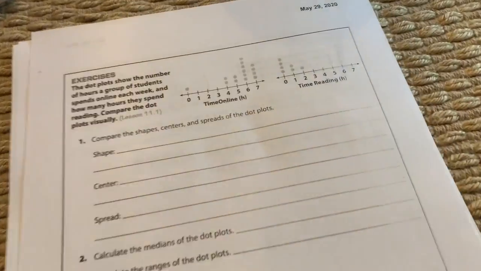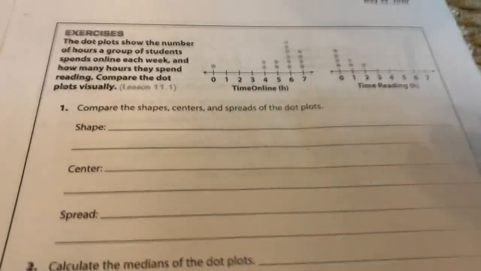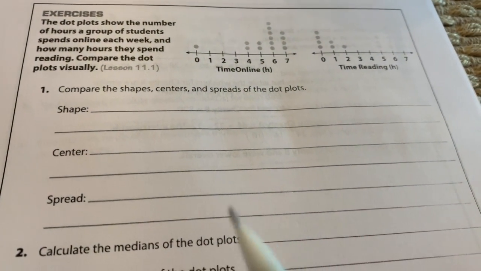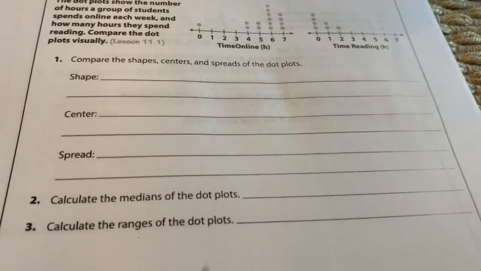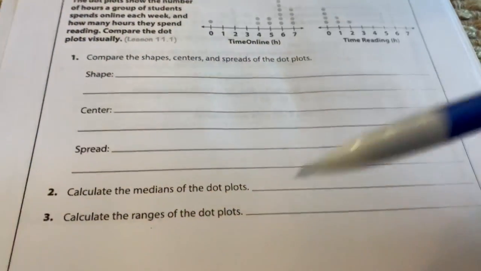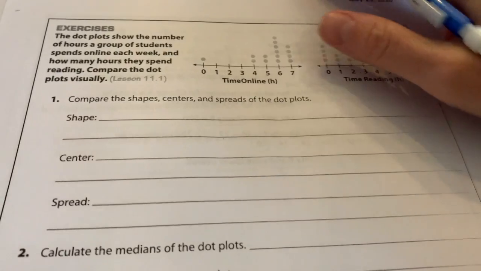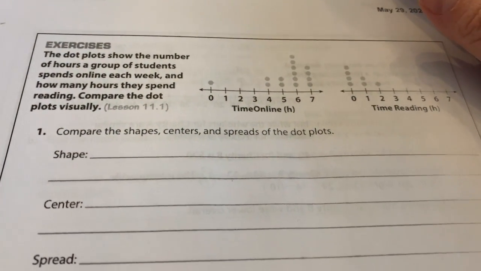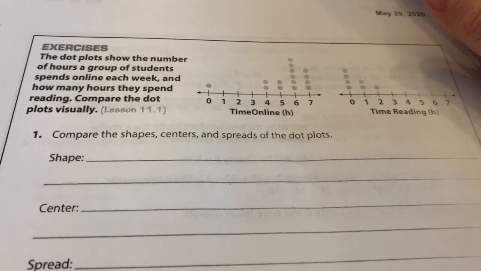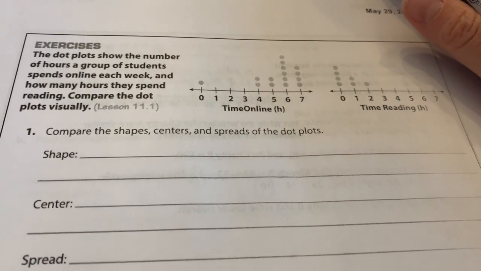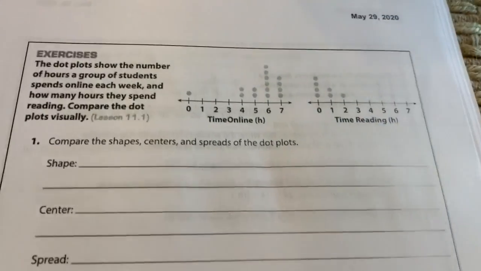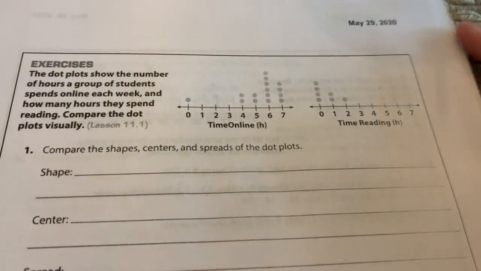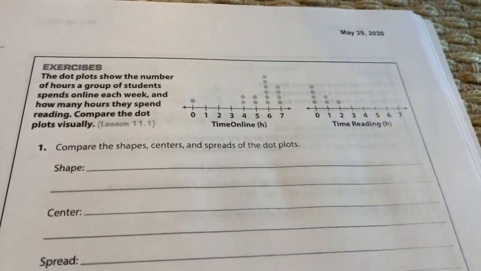So we're going to take a look at this exercise with a dot plot, and we're going to compare the shapes, centers, and spreads of these. And then we're going to calculate the medians and the ranges. So these two dot plots show the number of hours that a group of students spends online each week and how many hours they spend reading. Compare the dot plots visually. So first we're going to look at the shape, okay? So neither of these are symmetric.